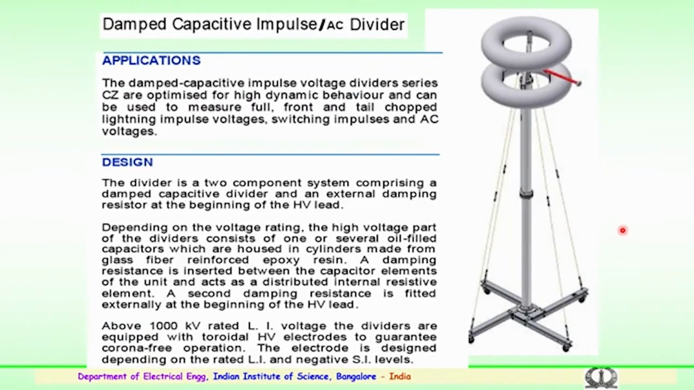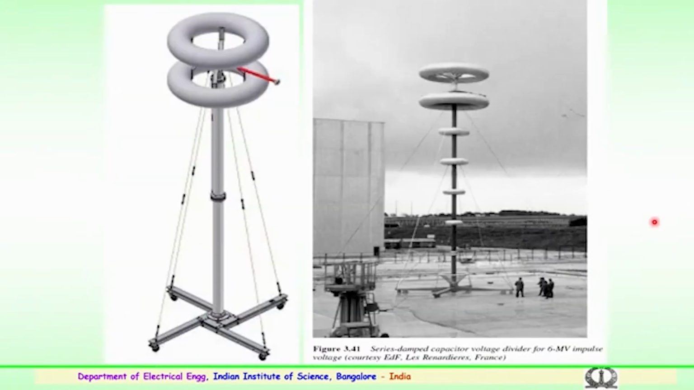So, the damped capacitive divider we have discussed is used for AC and impulse. These are typical damped capacitive dividers used in the lab, and this is one example of a series damped capacitive divider for a 6 million volt impulse voltage measurement. This is being used in a high voltage laboratory in France.